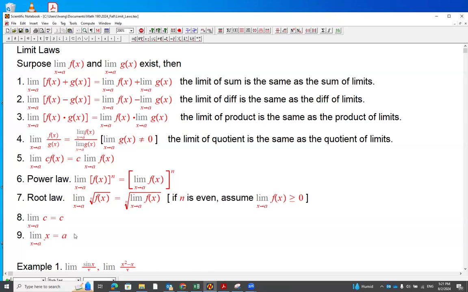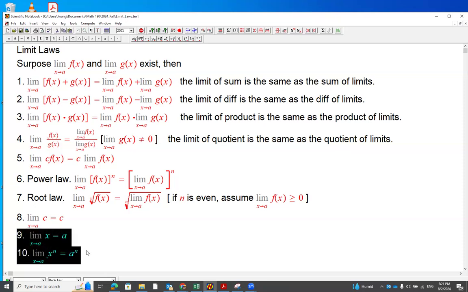And number 10, the 10th law, says if we are taking x raised to the power n, this is actually addressing the various cases of polynomial. This is going to be a raised to the power n. You can see in all of these cases, it's just direct substitution. It's just direct substitution.